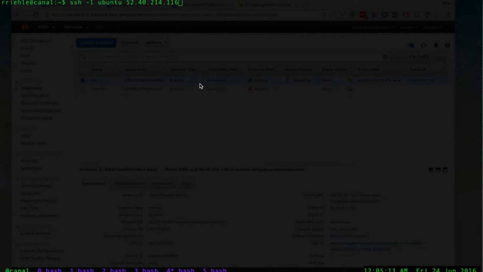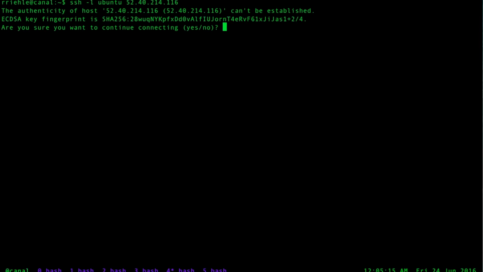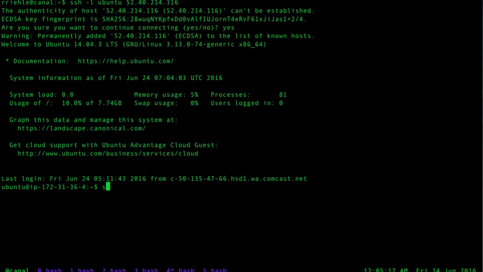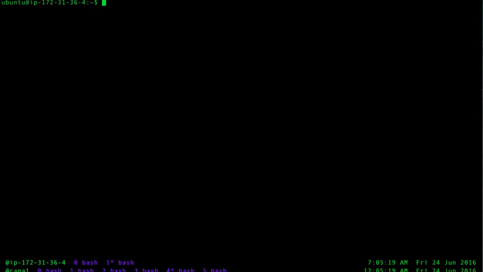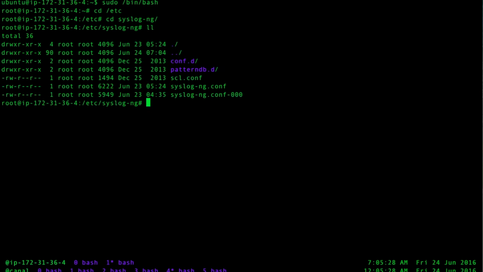Quick overview of the syslog-ng config on the Amazon server we were using in class tonight. Getting logged in, bringing up a root shell so that we could take a look at the etc directory. Going into the syslog config directory. The original file is there along with the active configuration file we were using.